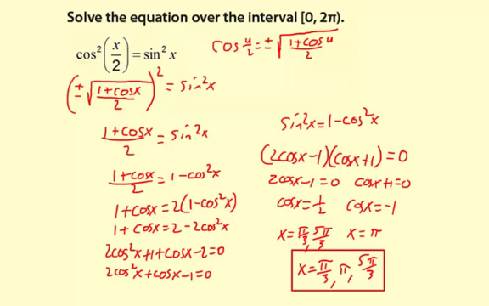So let's review the process. Use that half angle formula to get rid of the x over 2. Then we simplified, used the Pythagorean identity right here, and then it's just algebra from there and solving.